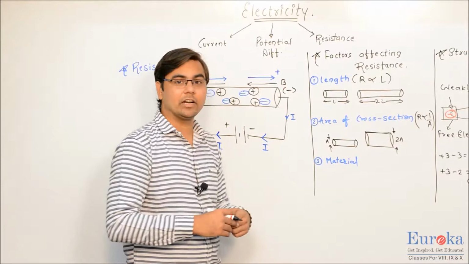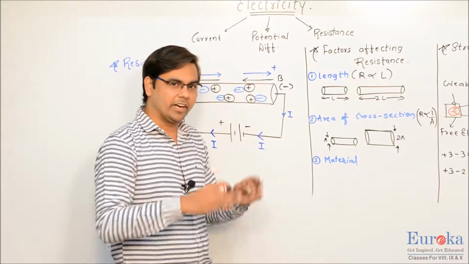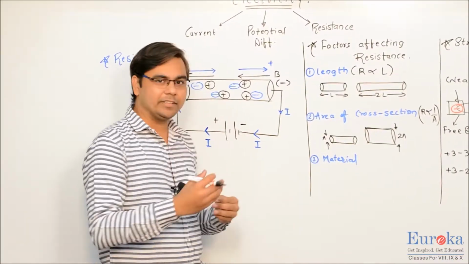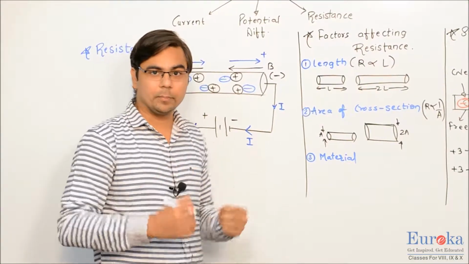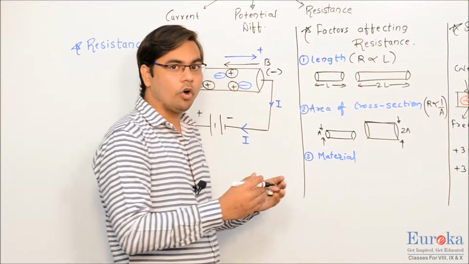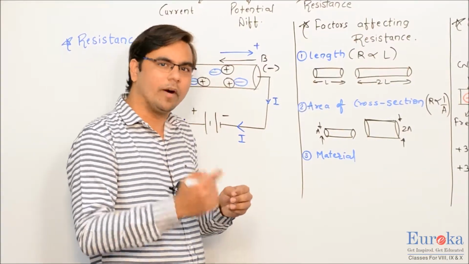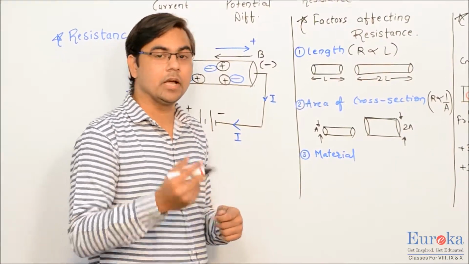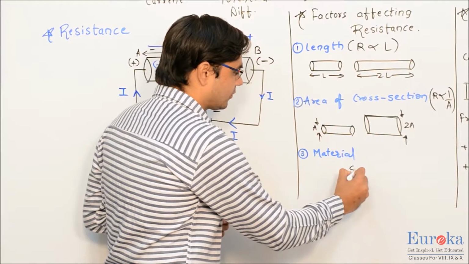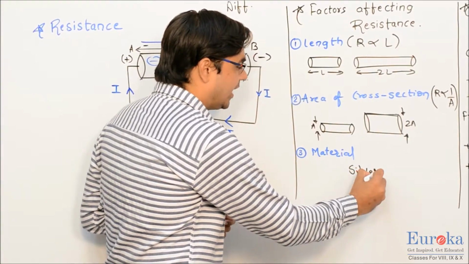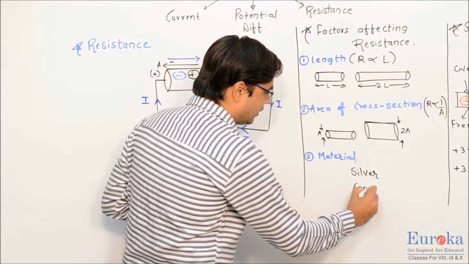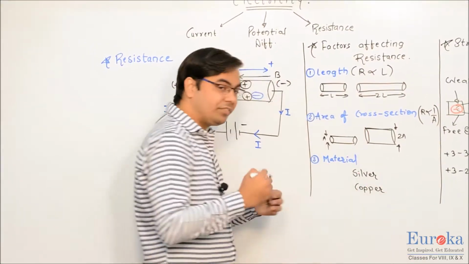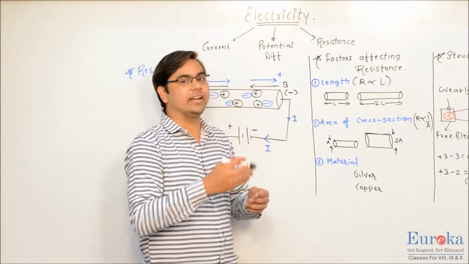Now the last factor out here is material. When it comes to material, same dimensions of different material will offer different resistances. For example, if I take a wire of 2 meter length and 1 meter square area of cross section made up of silver, then it will offer less resistance as compared to that of copper. That means different materials will offer different resistances.